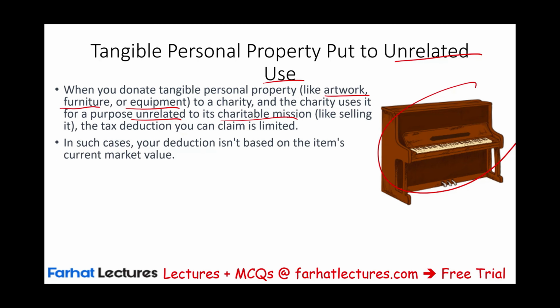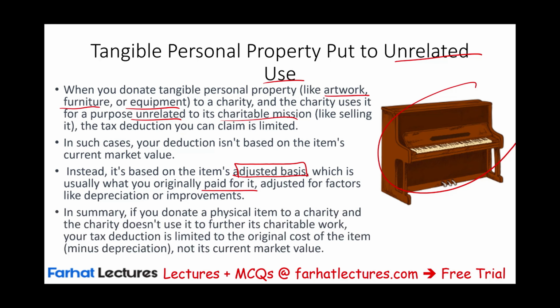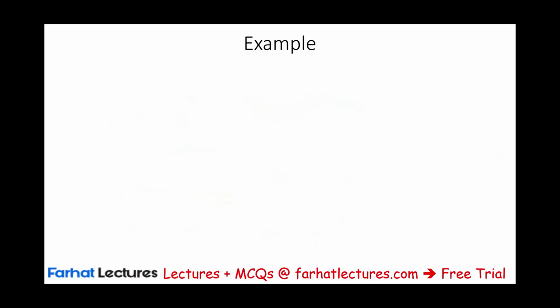In such cases, your deduction is not based on the item's fair market value. Instead, it's based on the item's adjusted basis, which is usually what you paid for it, adjusted for factors like depreciation and improvement. Simply put, if you donate a physical, tangible item to a charity, and the charity does not use it for its charitable work, whatever that charitable work happens to be, your tax deduction is limited to the original cost of the item minus any depreciation, not the fair value. Let's take a look at an example.